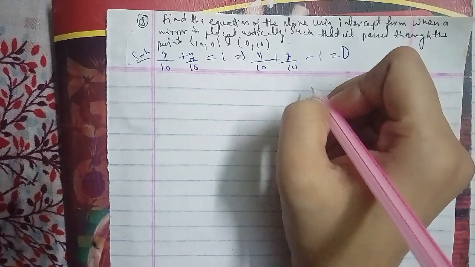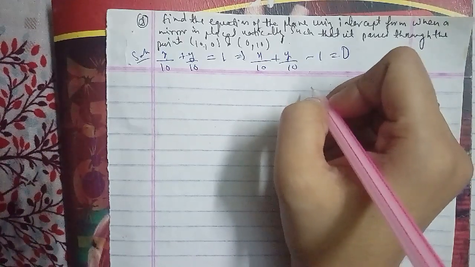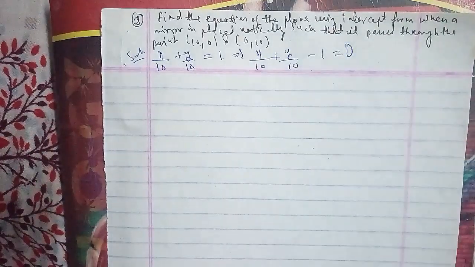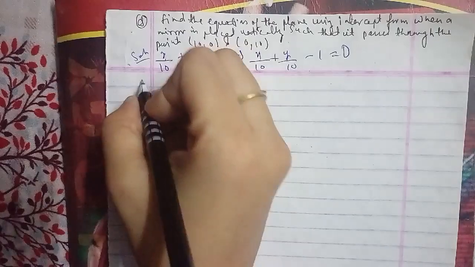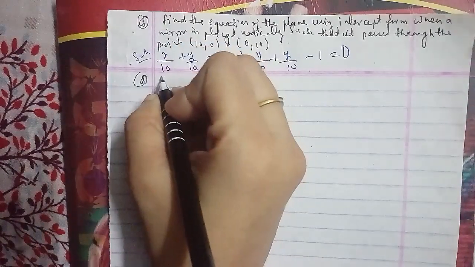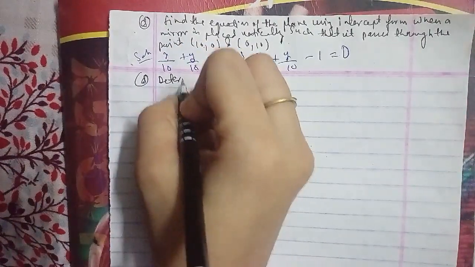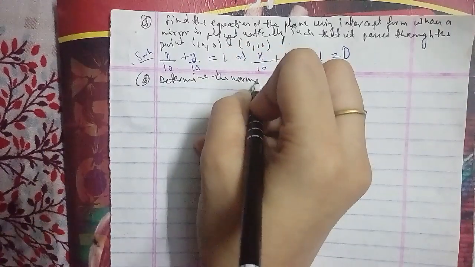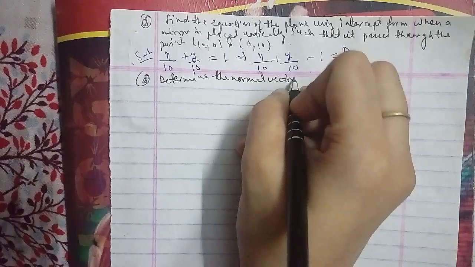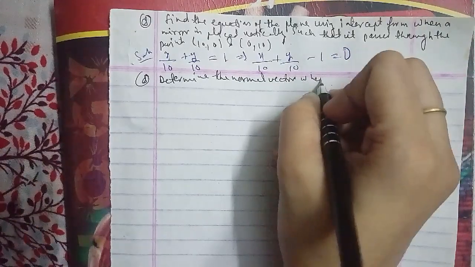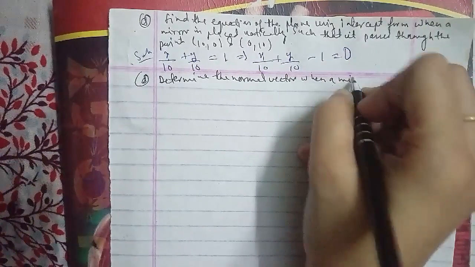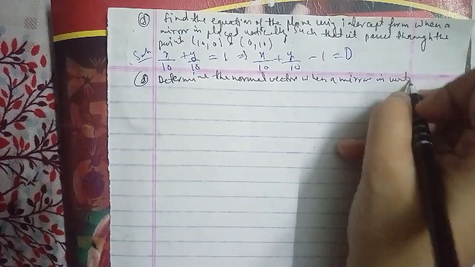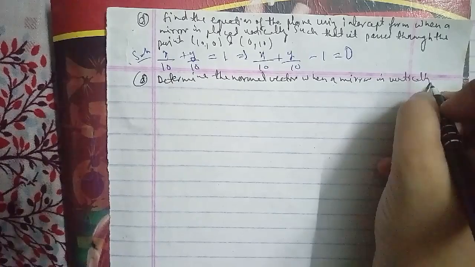So in this, the equation of the plane using the intercept form can be given in the form x by 10 plus y by 10 minus 1. The normal vector that we have is 1 by 10 i plus 1 by 10 j, and the coordinates we will be finding are 1 upon 10, 1 upon 10 and 0. That is the right answer.